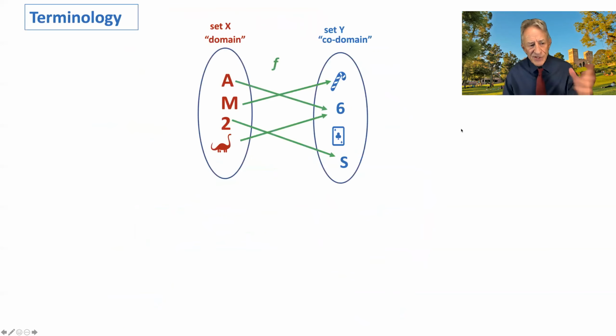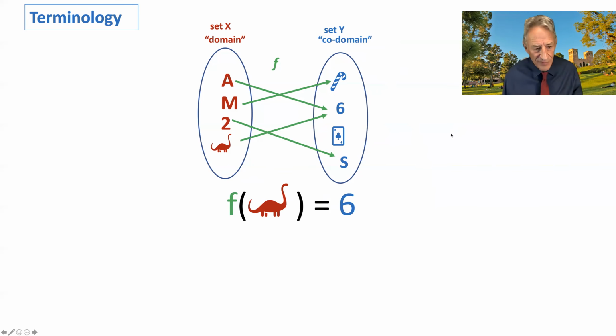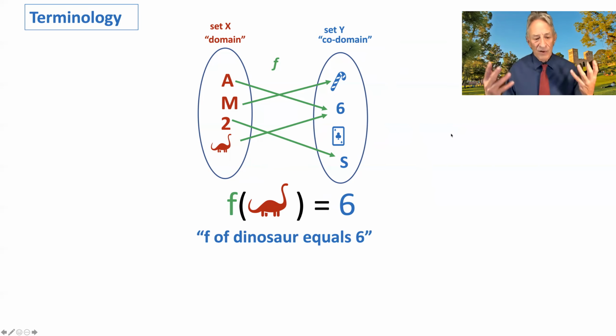So just some language and terminology that we use when we talk about functions. In this configuration, we have this function f, and you see it is taking dinosaur and assigning it the number 6. We are going to state that fact with the language as written there, which we will read out loud as f of dinosaur equals 6, or we will write it in that way, f(dinosaur) = 6. Those two mean the same thing. One is the reading of the other.